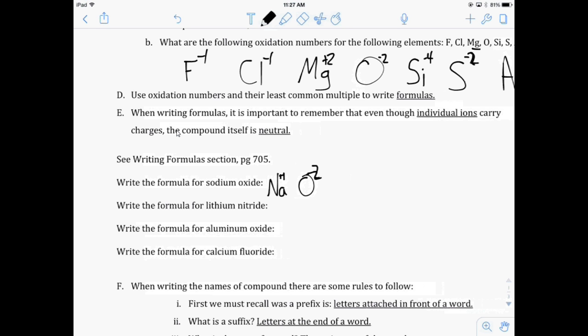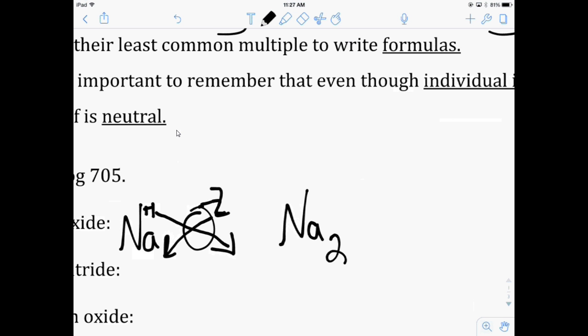So an easy way to do this, we did this with the dot diagrams, but an easy way to do this is just think how many it needs in order to gain a full outer shell. And so what you do then, after you write those oxidation numbers, you simply just crisscross the number down. So I'm going to take this 1, I'll move it down here. I'll take this 2 and move it down here. It would take 2 sodium to bond with 1 oxygen.